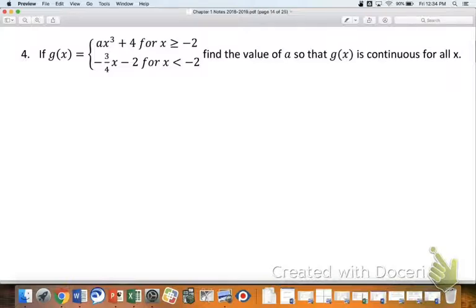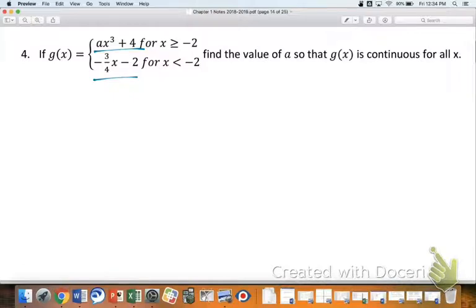If g of x equals that piecewise function, find the value of a so that g of x is continuous for all x. So let's think about this for a second. This bottom piece is a line, and the top piece is a what? Cubic, yeah, you kind of had the hand going there. So it's a cubic and a line. The line is set, right? The line is negative 3/4 x minus 2. There's nothing we can do about that. But the cubic has this ax cubed plus 4.